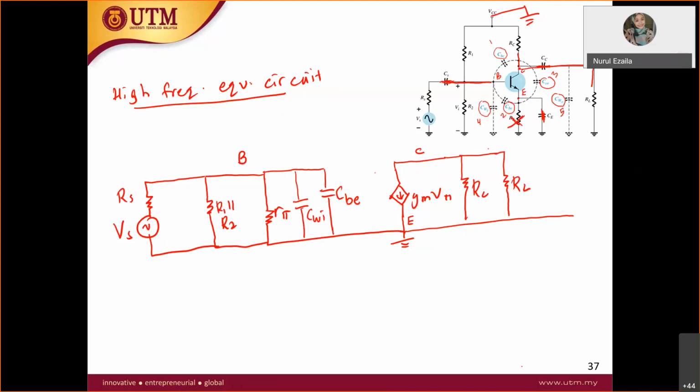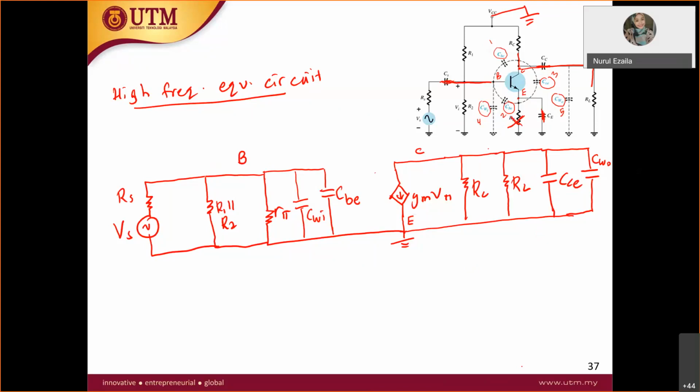What are the capacitors from collector to emitter? You have CCE. Yes, CCE. So you have CCE over here. And then what else? CW out. Yes, CW out over here. I told you just now how many capacitors you are going to have? 1, 2, 3, 4, 5. You only have 4 here. What is the remaining capacitor that we haven't drawn yet?